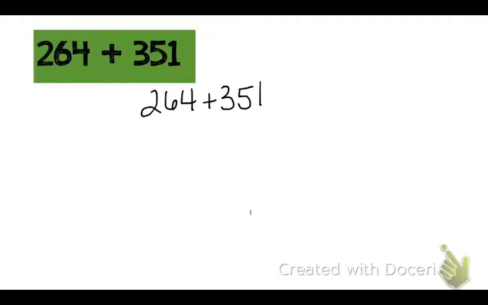And I'm going to start with 264. So 264 can be broken down into 200 plus 60 plus 4. And then, don't forget, we're adding these numbers together.